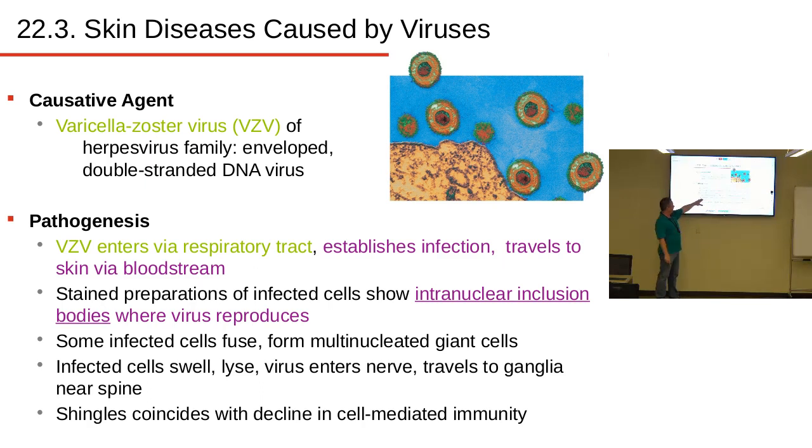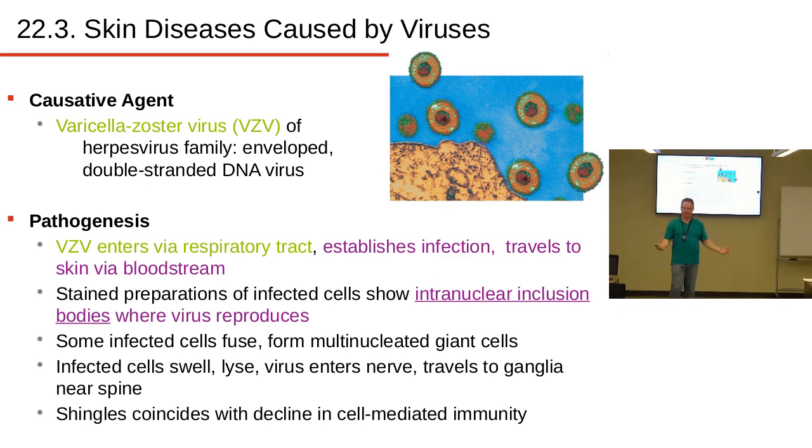We'll start seeing the cells swell, lyse, and the virus entering the nervous system. So this is just what viruses do anyway, right? They swell the cell up, they burst the cell, and the viruses then move off to the next ones. Sometimes the virus can then enter the nerve and travel to the ganglia near the spine, and that's where it goes senescent, where it goes quiet, and it can stay there forever.